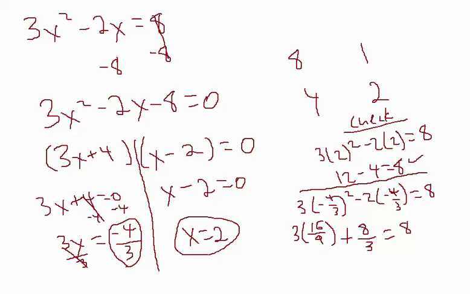Let's see if that works. Well, the 3 and the 9 cancel down to this. Then 16/3 plus 8/3, which is 24/3, equals 8, and of course that is correct. 24/3 is 8, and we know that we have the correct answer. Hopefully this helps, and thank you for watching.